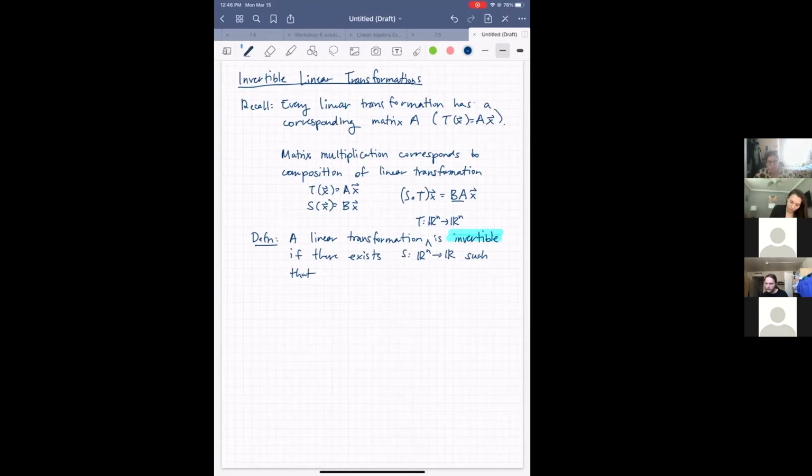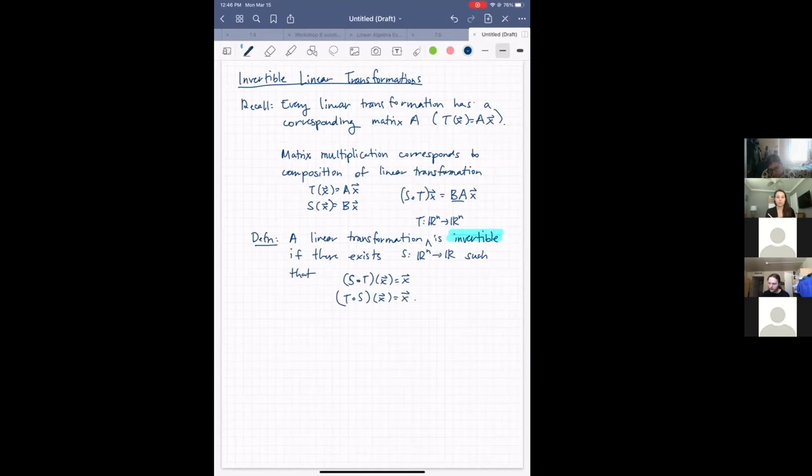So this is really similar to our definition for matrices, right? So S composed with T of X just gives us back x. That's what the identity transformation would do. It doesn't change anything about that vector. It just gives it back to you. And also T composed with S is x, right? So you have to check both ways.